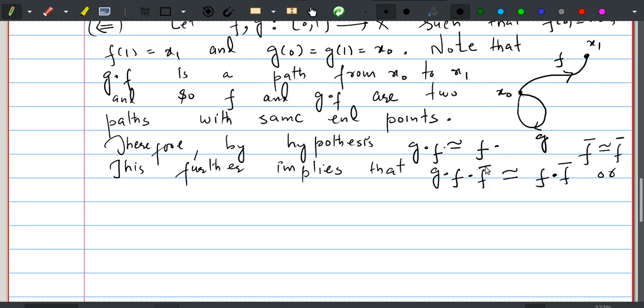F dot F inverse is a loop based at x0. First we are traversing F from x0 to x1, then F inverse from x1 back to x0. So this is a loop based at x0. So this implies that G is homotopic to the constant loop Gx0.